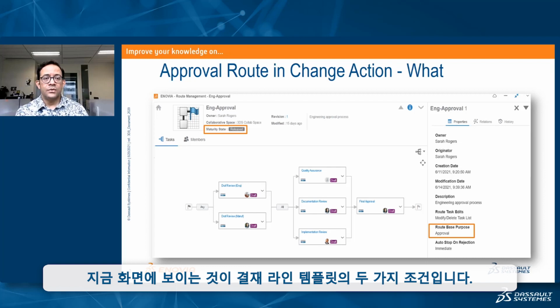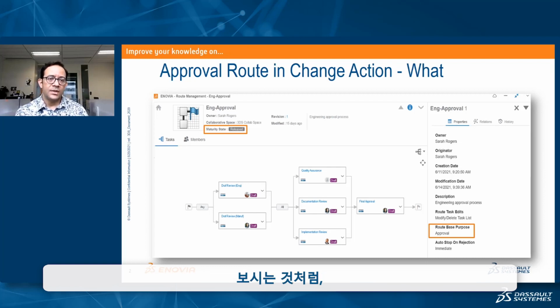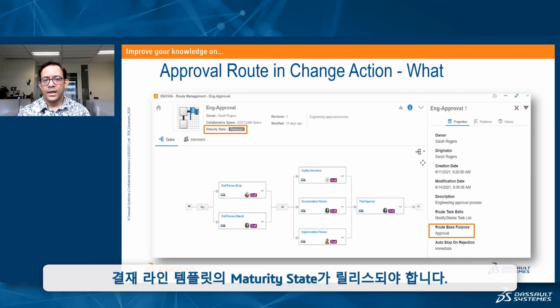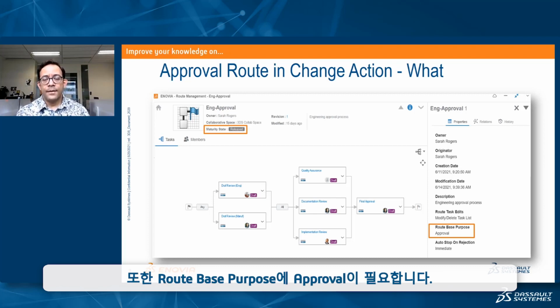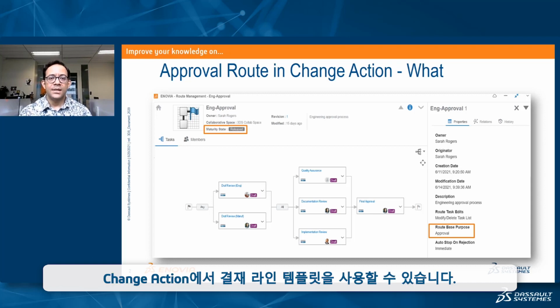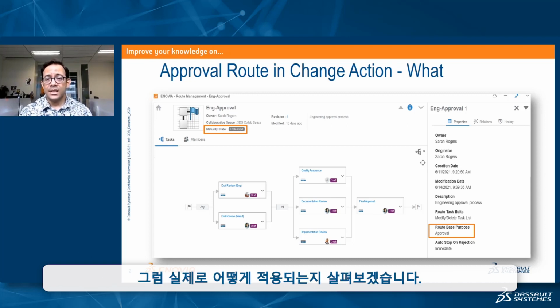Now, these are the two conditions of the route template. As you can see, the maturity state of the route template needs to be released, so it will be available for users to reuse in their change action definition. And the route base purpose needs to be approval. So once this information is available in the route template, then it can be used inside the change action. So let's see how this will work.